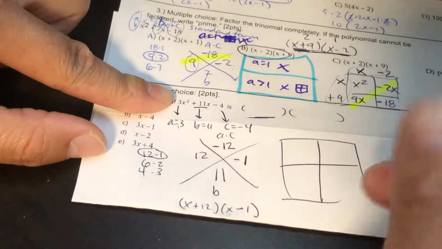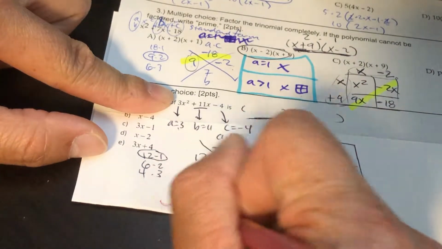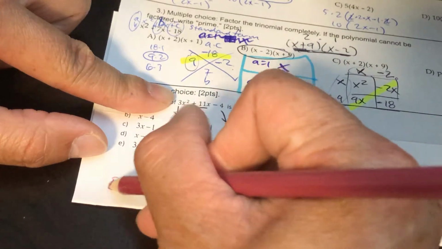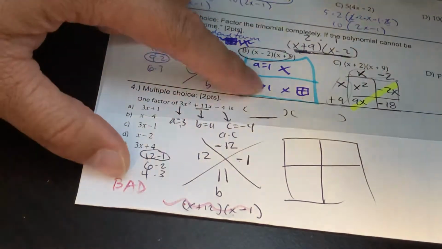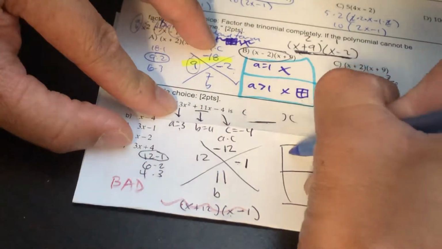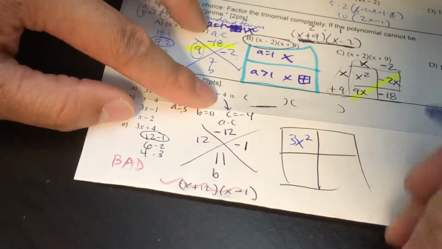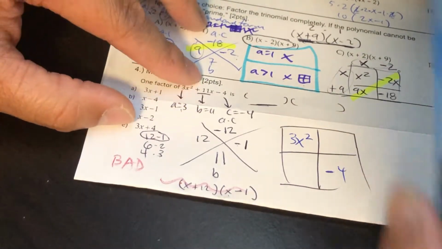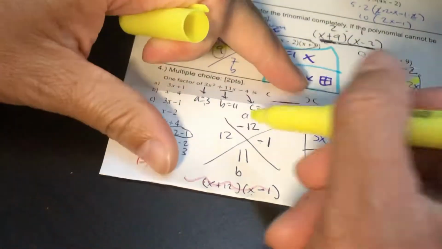This is bad. Let's write that. Bad. That's why, when A is greater than 1, make sure you use the x in the box. Let's go ahead and fill this out. 3x squared always goes here. -4 always goes in the last one. And then, of course, these two that you just figured out will always go in there.